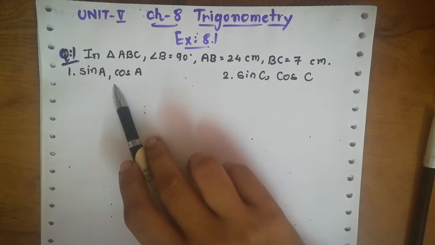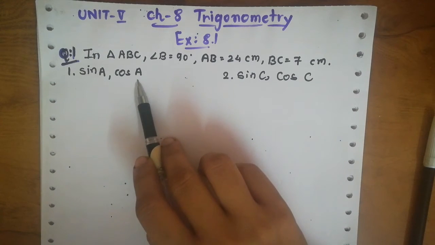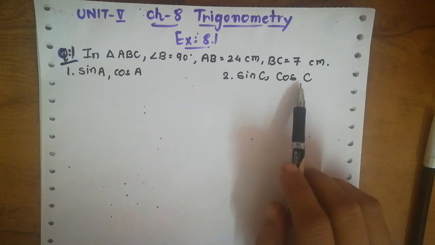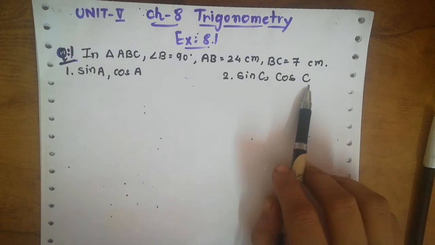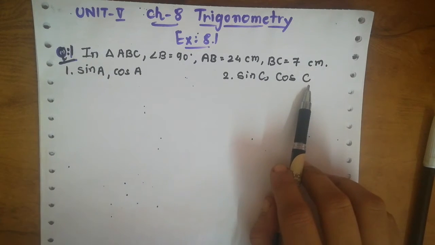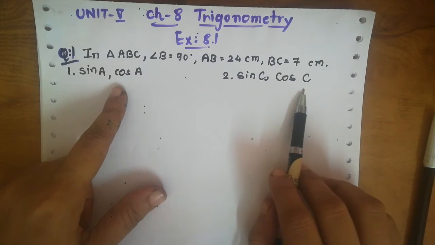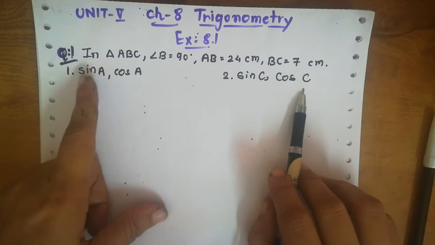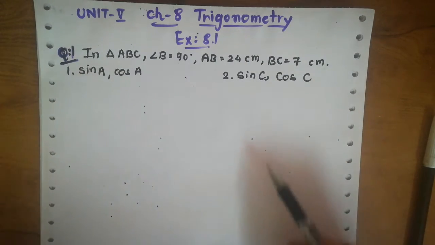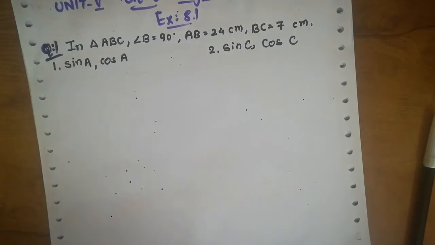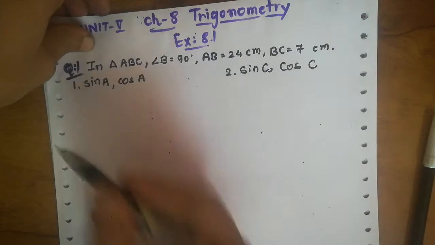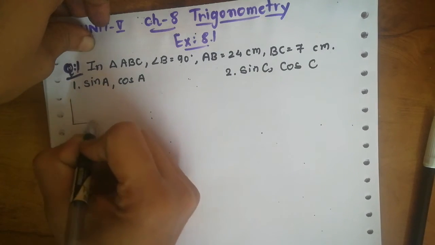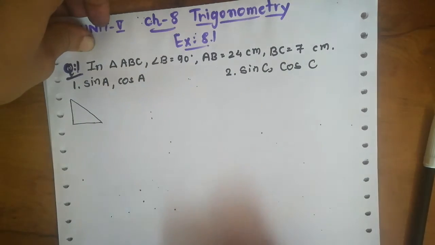Find sin and cos at angle A, and the same two trigonometric functions, sine and cos, at the other angle, angle C, other than B. We all know angle A and angle C, other than angle B, are acute angles, so we can apply our sine or cosine function on both the angles. So let's start by drawing a small figure.